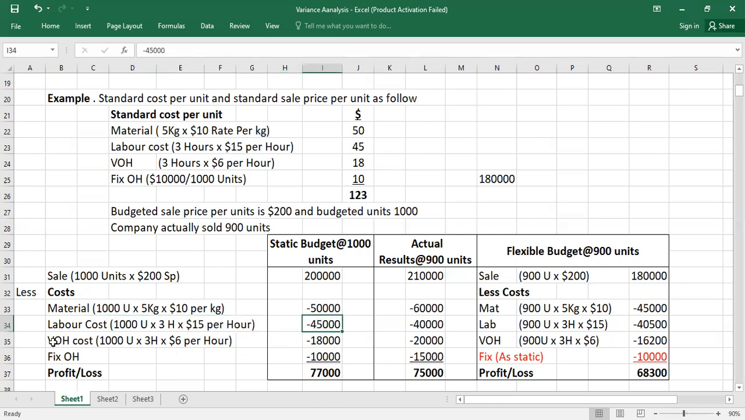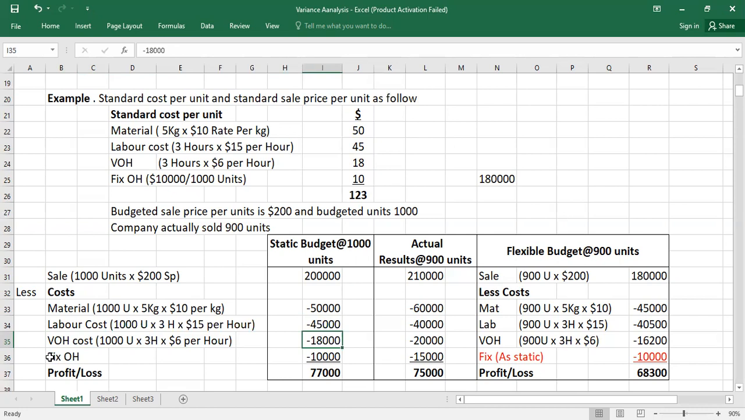Now we have a third cost, which is variable overhead. Same way we will apply the concept. We have 1000 units, which are budgeted units, multiply by 3 hours, which we will take from the standard cost data, multiply by $6 per hour. This we will also get from the standard cost data. So we will get here $18,000 for variable overhead cost.